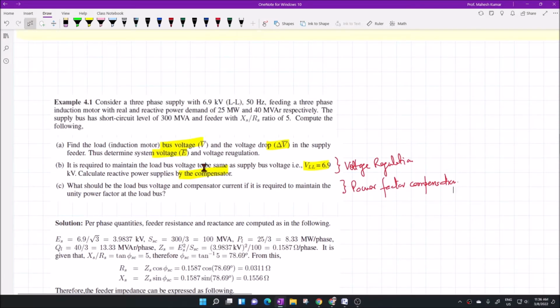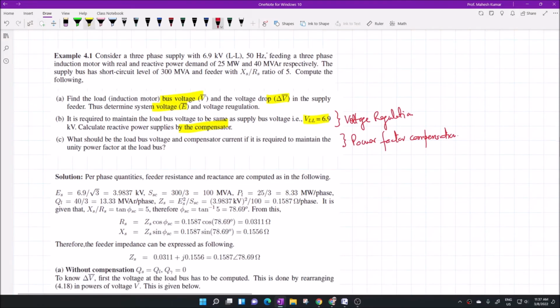What is given to us is the line-to-line voltage. This is a three-phase system. So we are given a line-to-line voltage of 6.9 kilovolt, 50 hertz frequency, and a three-phase induction motor with a real and reactive power demand of 25 megawatt and 40 megavar. The short circuit capacity of the load bus or the system is 300 MVA with an X by R ratio of 5. Then you have to compute all these parameters. So start with question A first.